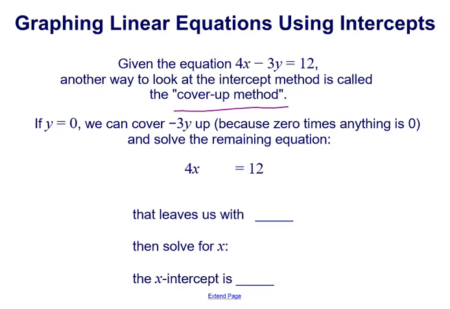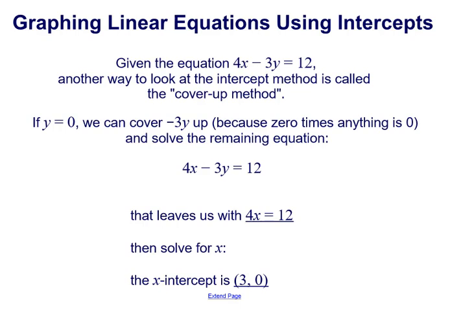So this leaves us with the equation of just 4x equals 12. And then we can solve for x by dividing both sides of the equation by 4. And we get that x equals 3. So putting that together, just to see it again, now we have the original equation turned into a smaller equation with just the x variable, and that gave us the x-intercept was 3, 0 from solving for x equals 3.